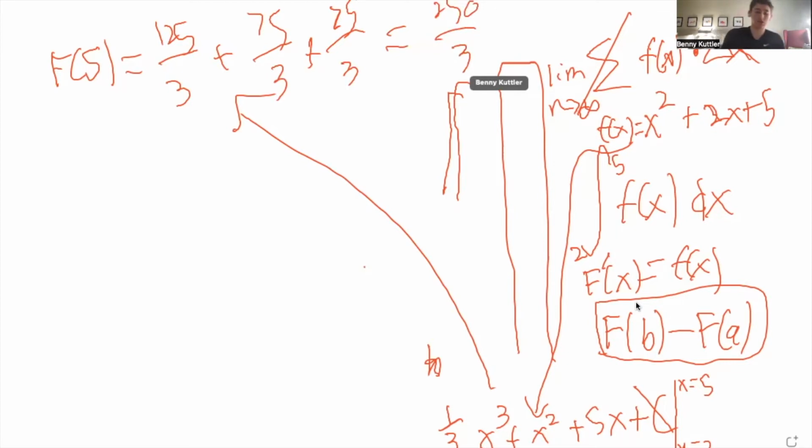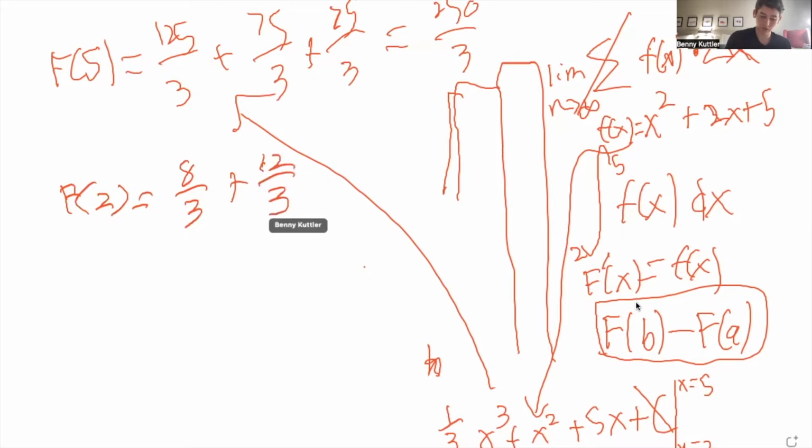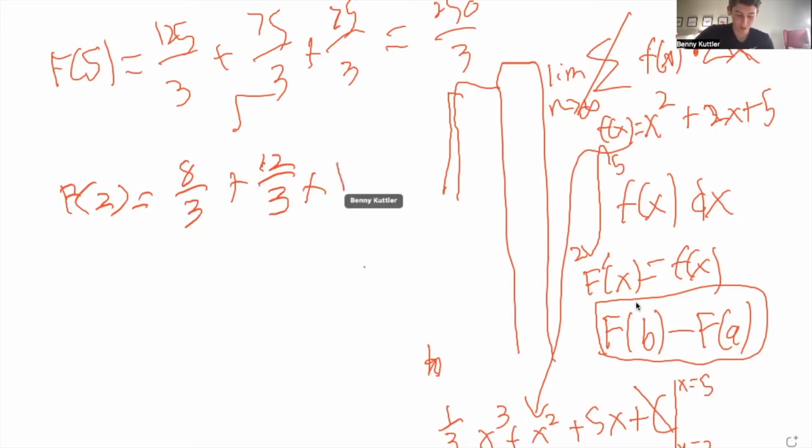We have to subtract the value at 2. So f of 2 equals 2 cubed is 8, 8 over 3, plus 2 squared is 4, so 12 over 3, plus 5 times 2 is 10, so 30 over 3, and then the c can be neglected. So when we add all these together, we get 42 plus 8 equals 50 over 3.